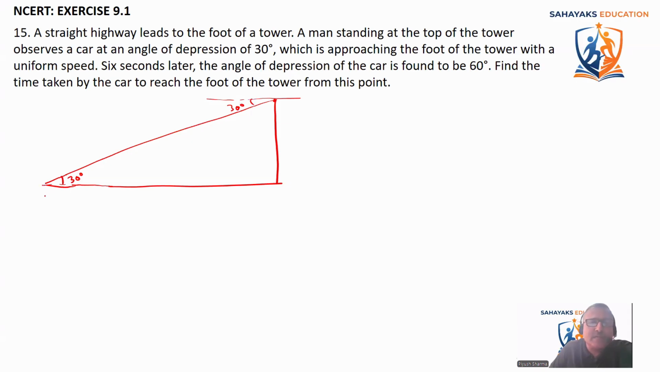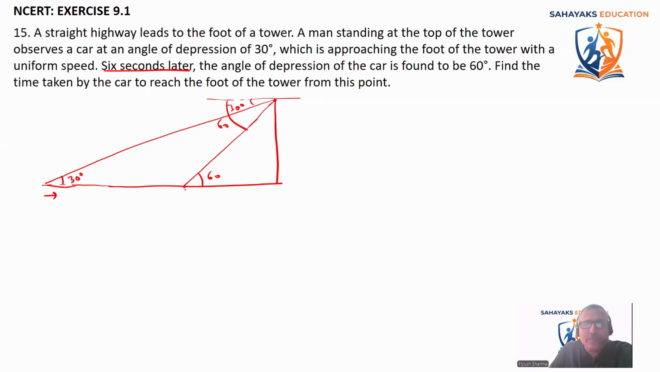So the car is moving in this direction, towards the tower, with a uniform speed. So the speed of the car is constant. Six seconds later, the angle of depression of the car is found to be 60 degrees. Now the angle of depression has come to 60 degrees. Now this angle is 60, that means this angle is 60. And this has happened after 6 seconds. The time taken is 6 seconds. Find the time taken by the car to reach the foot of the tower from this point.